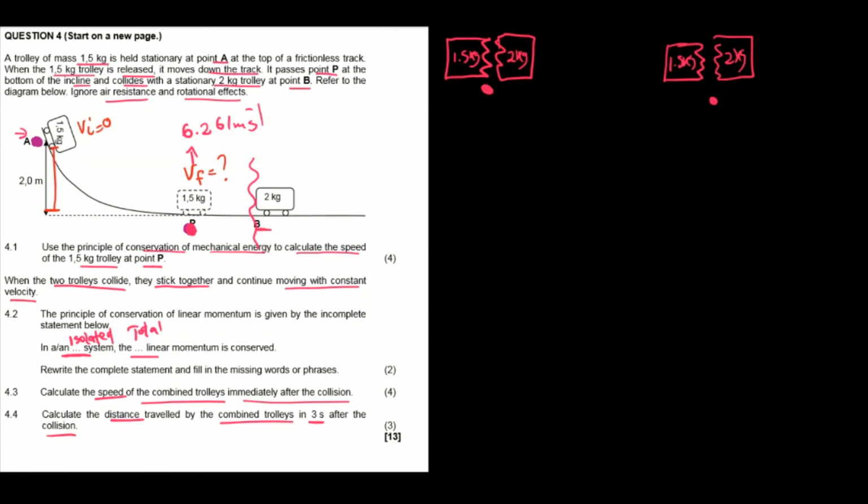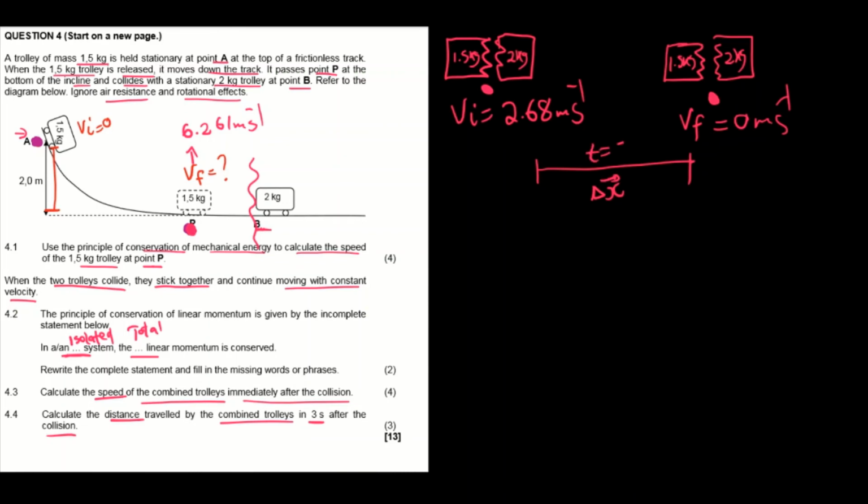So the initial velocity of the combined trolleys is 2.68 meters per second. This is the initial velocity that we calculated when we wanted to find the speed of the combined trolleys immediately after collision. So the V final is equal to 0 meters per second. This is the point where these trolleys are going to rest. What we want to identify is the distance traveled, which is the displacement of these trolleys at t equals 3 seconds.